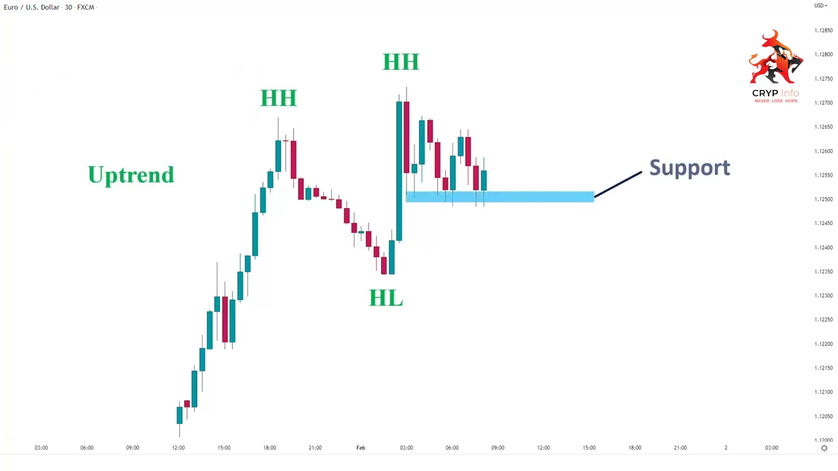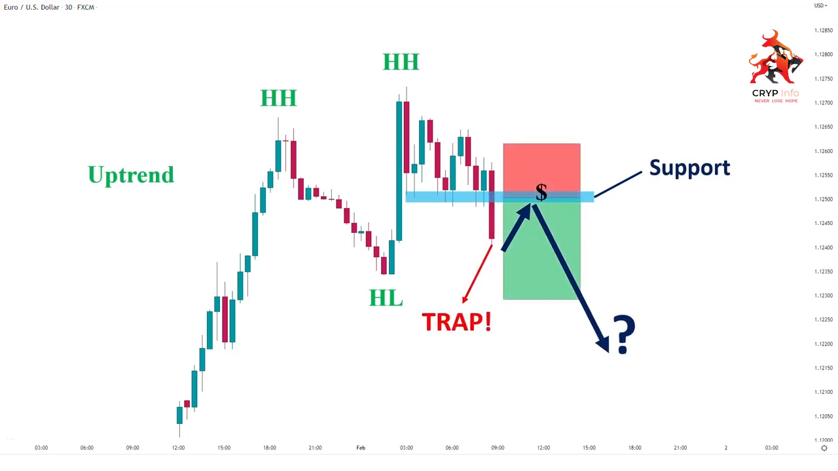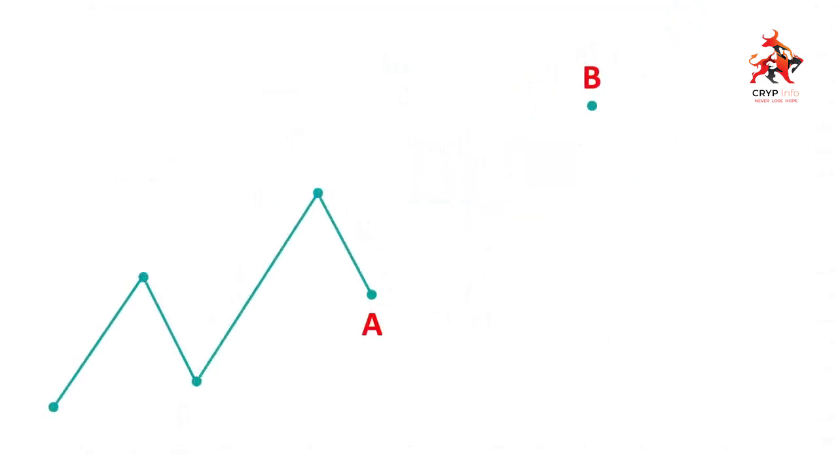Market makers try to deceive traders to enter the market in the wrong direction, to increase their profit by grabbing the liquidity they need before making their moves. Imagine we are in an uptrend, and market makers want to push the market from point A to point B.